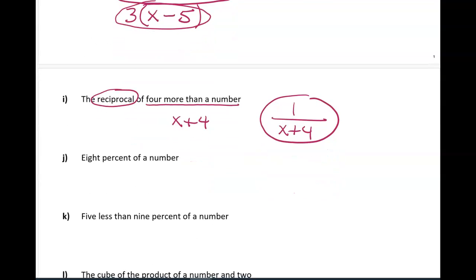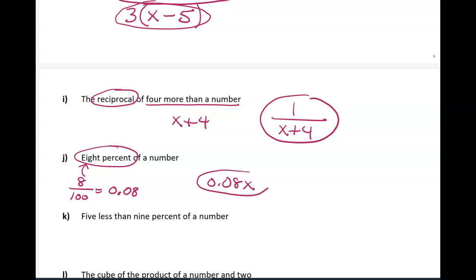In J, we're asked to find 8% of a number. Now, 8% means 8 out of 100, but typically you're going to see that written as 0.08. Remember, when you divide by 100, you move the decimal place twice to the left. And so 8% of a number is 0.08 times that number, so times x.